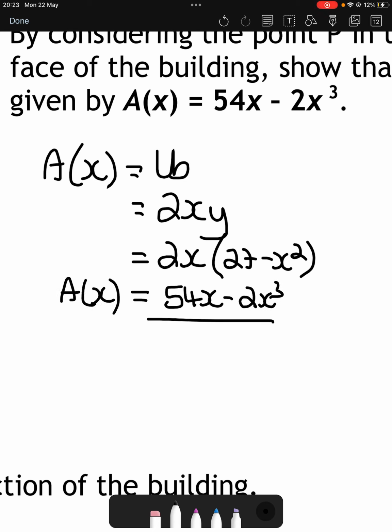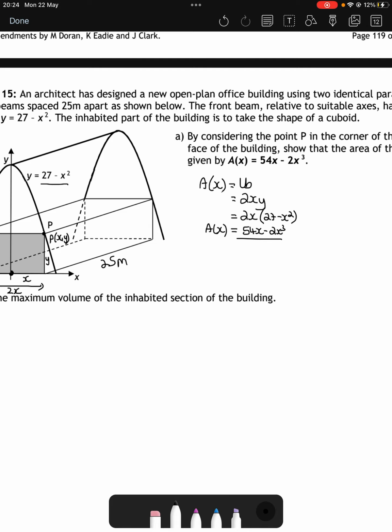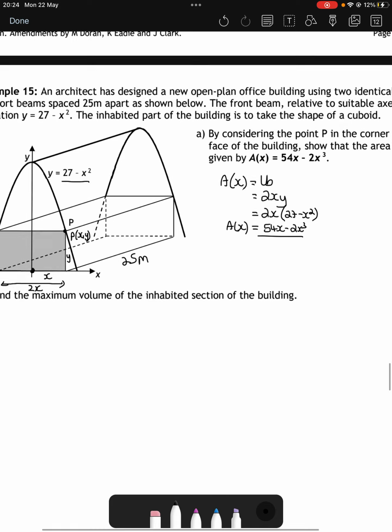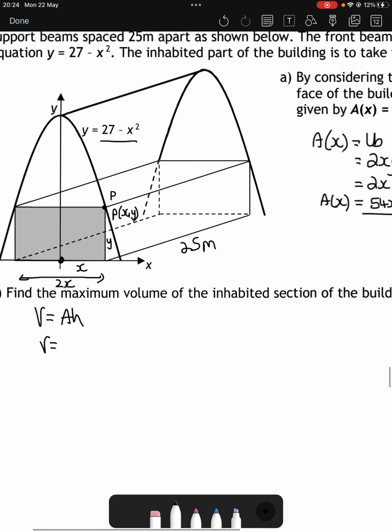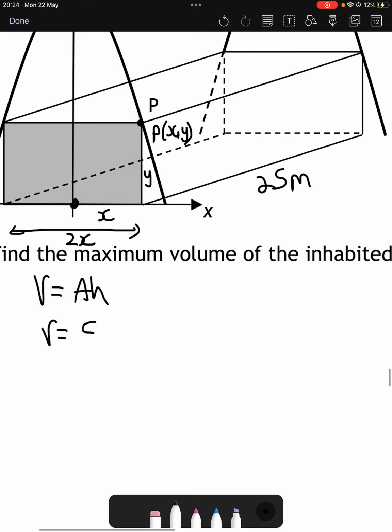Then part B, we have this answer. We're just going to sit and churn it out. Find the maximum volume of the inhabited section of the building, and we know the area is that. So what we want to think about is to get the volume. Okay, so maximum volume. We can figure out the start or the end, but we could just do it now and times by the 25, because volume is area times height. Or we could do it at the end and just remember times by the 25. It's kind of up to you.